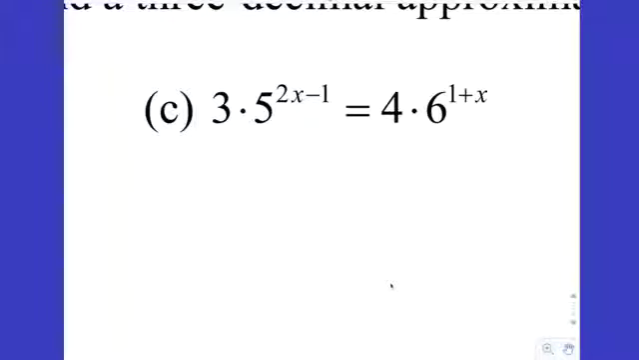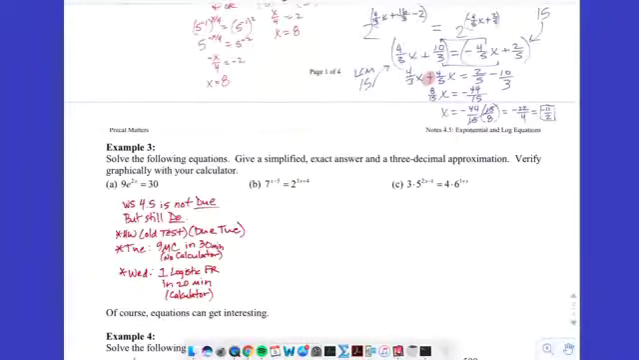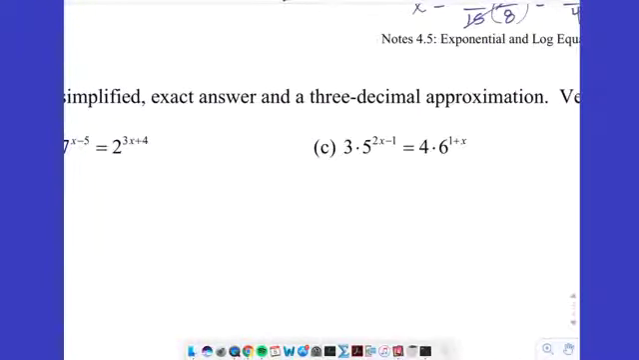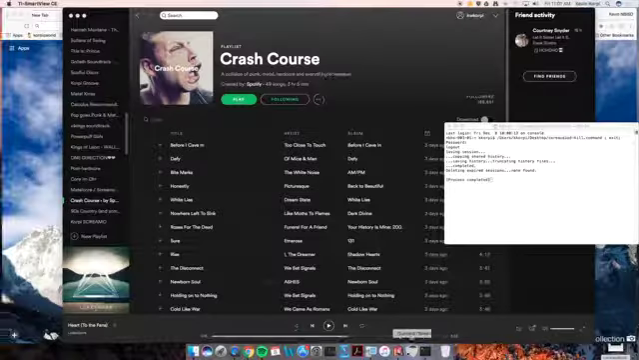Okay. So we are solving an exponential equation on example 3C. It says solve, give a simplified exact answer, and then if you're interested, give a 3-decimal approximation. I'm going to leave that for you to do. Or maybe I won't leave it for you to do. I'll go ahead and do it. I just need to start loading my calculator.